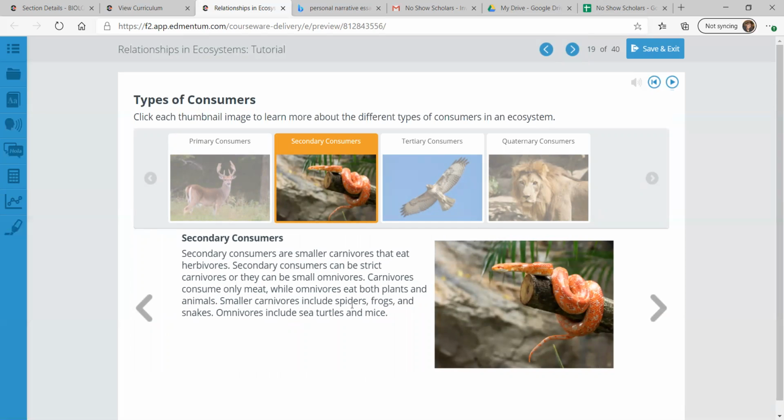Secondary consumers are smaller carnivores that eat herbivores. They can be strict carnivores or they can be small omnivores. Carnivores consume only meat, but omnivores eat plants and animals. Smaller carnivores include spiders, frogs, and snakes, while omnivores include sea turtles and mice.